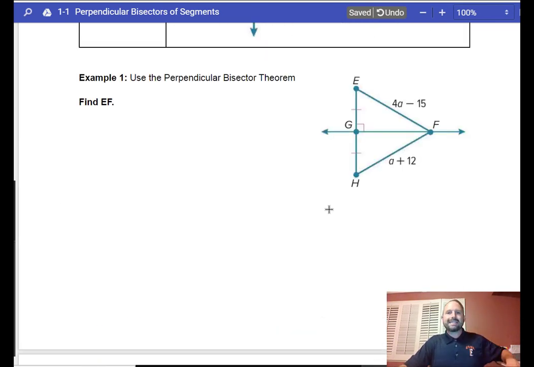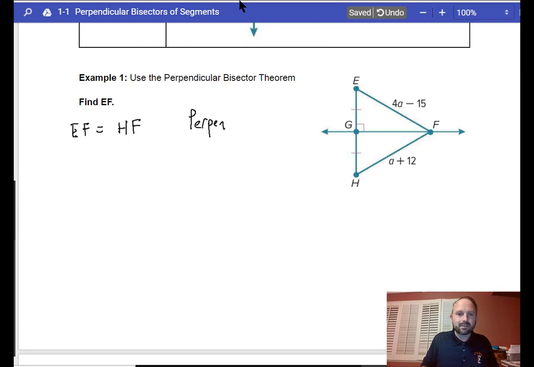So let's use our example. Use the perpendicular bisector theorem to find EF. All right, so we know that EF is equal to HF. So EF equals HF. How do we know this? Because this is the perpendicular bisector of EH. Because of the perpendicular bisector theorem.